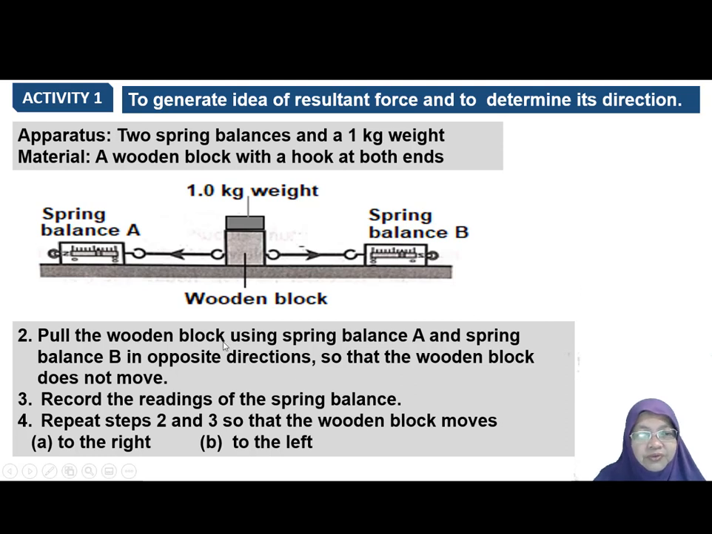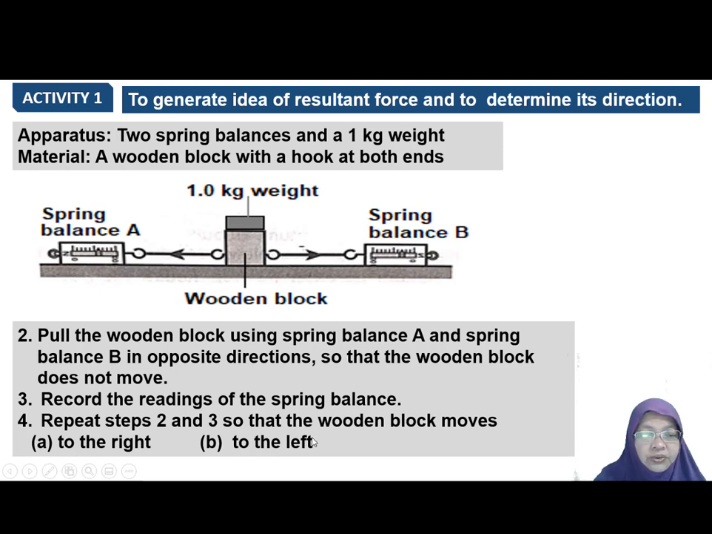Okay, we have a very simple tug of war competition. Okay, we have a wooden block. We have a spring balance A and spring balance B. Alright, so we pull the wooden block using spring balance A and spring balance B in opposite direction so that the wooden block does not move. Okay. Second round, we do the same thing, but this time we want to make sure that the block will move either to the right or to the left.